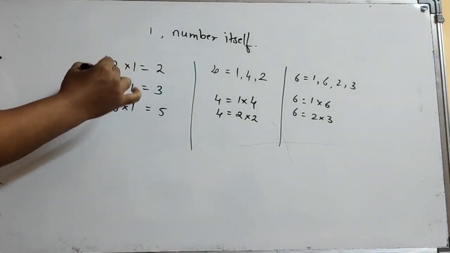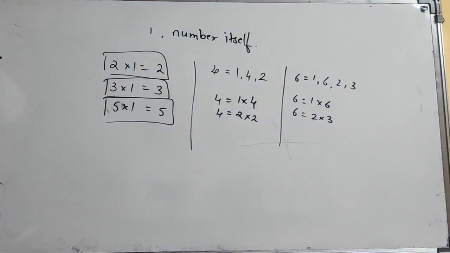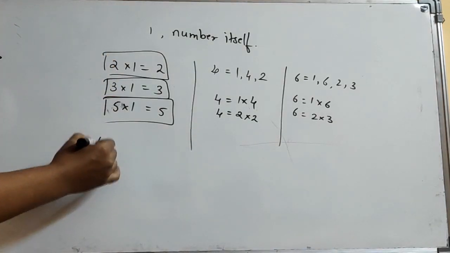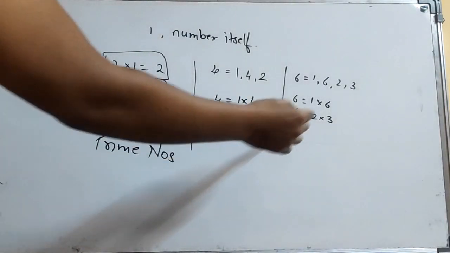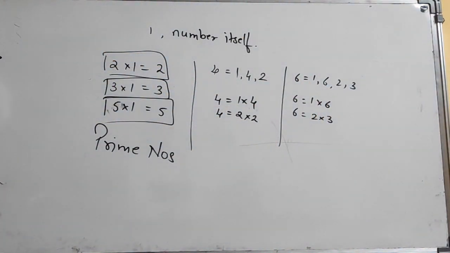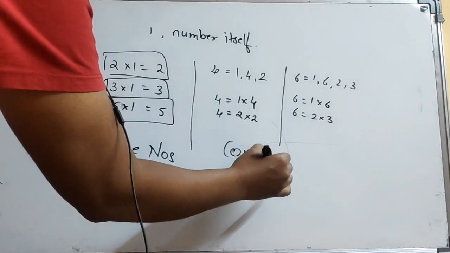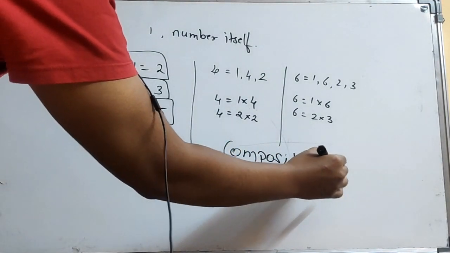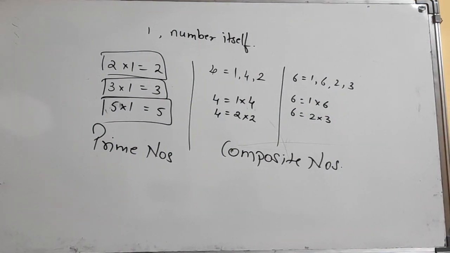See, 2 can only be written as 2 ones are 2, 3 can only be written as 3 ones are 3, 5 can only be written as 5 ones are 5. Other than this, you cannot have factors of these numbers. So these numbers are called prime numbers. And here you get more and more factors other than 1 and itself. So these are called composite numbers. Understood the difference between prime numbers and composite numbers?